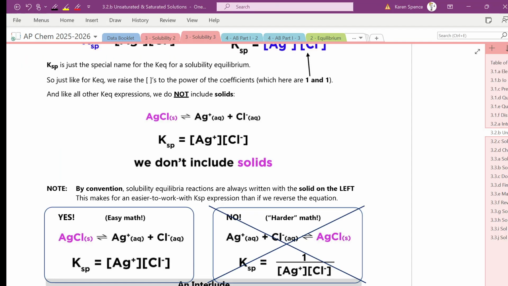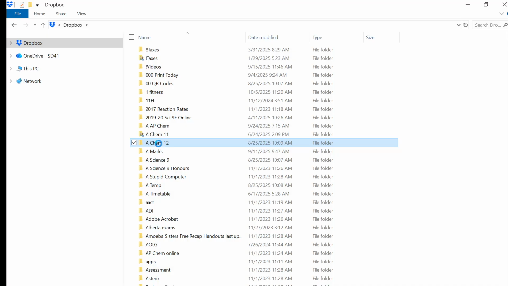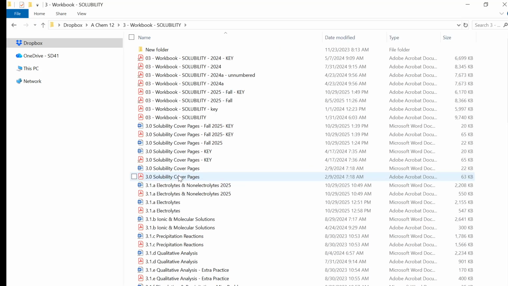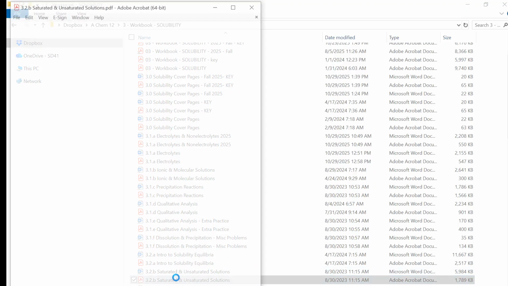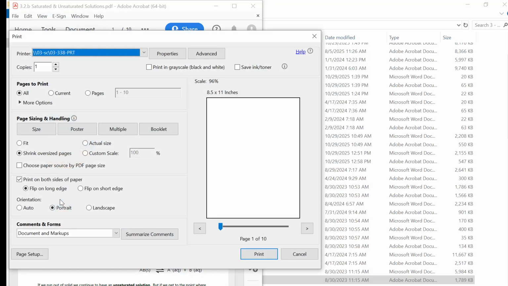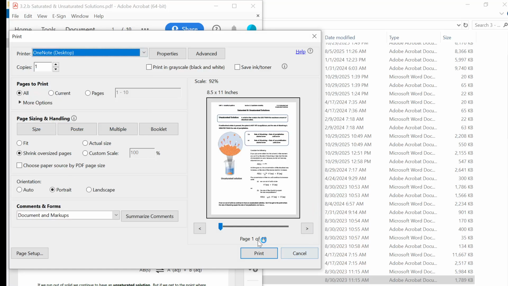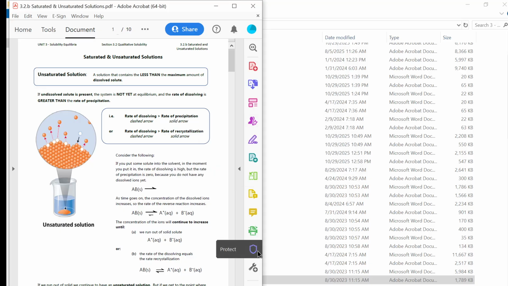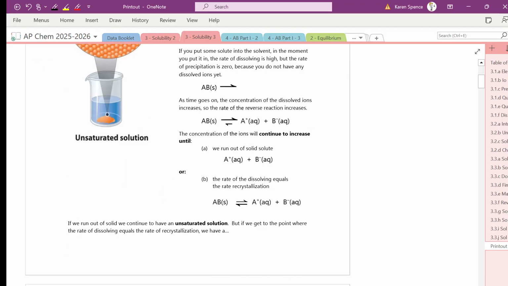3.2b. I'm going to just reprint it really quickly. That's crazy. Okay. Chem 12, Solubility, 3.2b. There we go. Okay, file, print. Okay. OneNote, desktop, print. I don't know how these things happen sometimes. It's a mystery. At any rate, here we are.